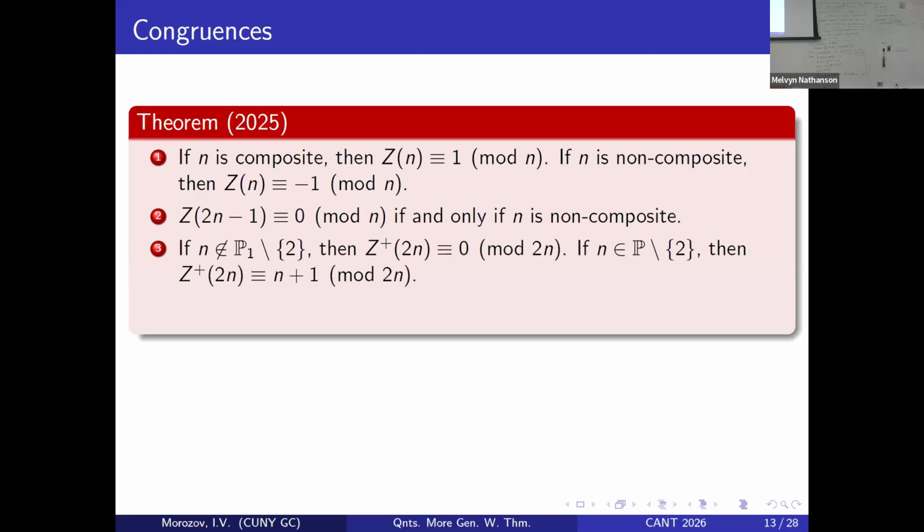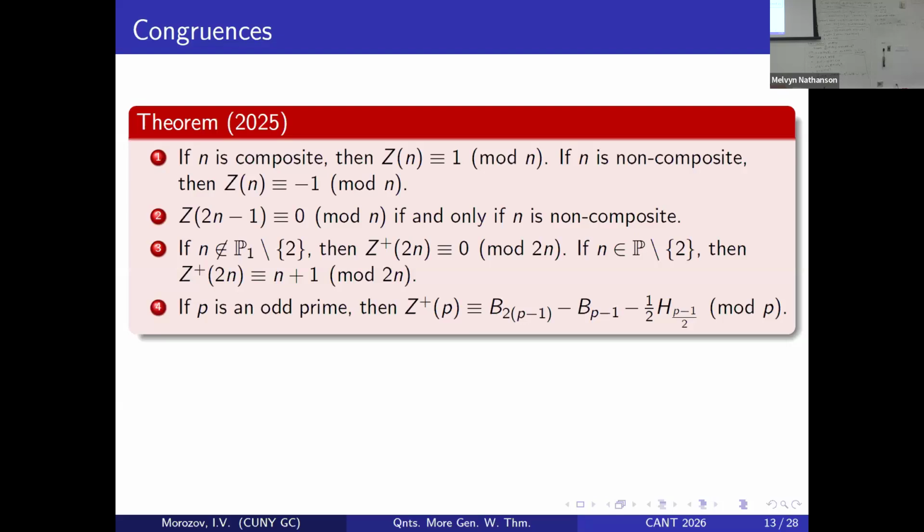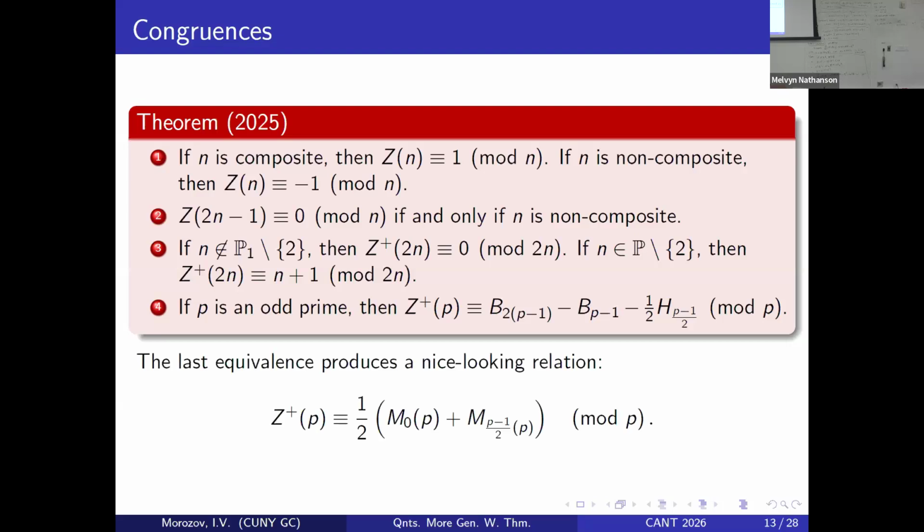So if n is composite or 2, then it's going to be divisible by 2n. And if n is an odd prime, then z plus of 2n is going to be n plus 1 modulo 2n. And if p is an odd prime, then z plus is going to be the difference in Bernoulli numbers, minus 1/2 times this harmonic number, which is reminiscent of our old congruence for the general quotients, and we can use it to construct this relation.